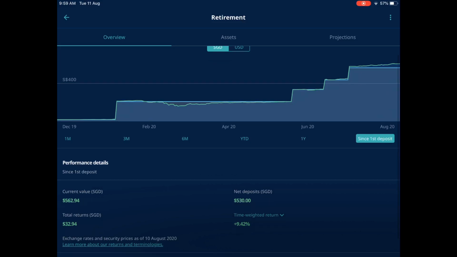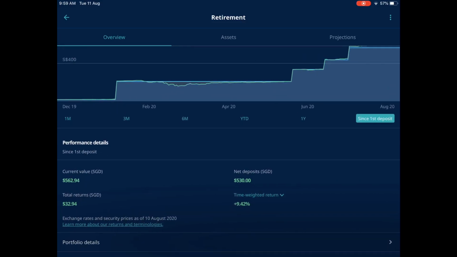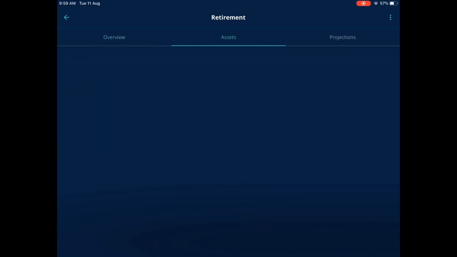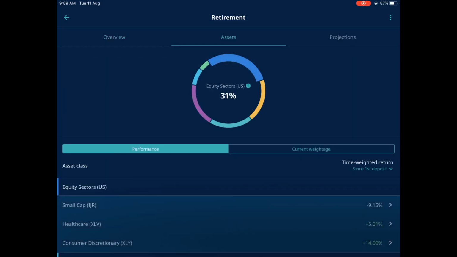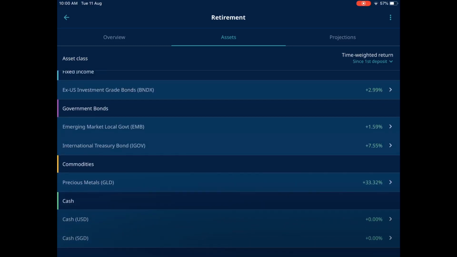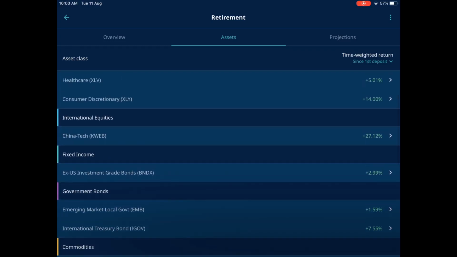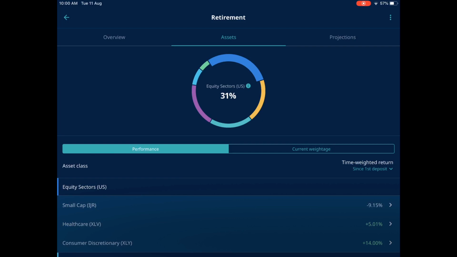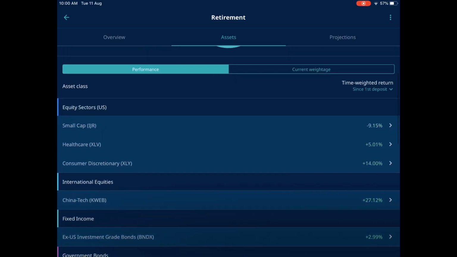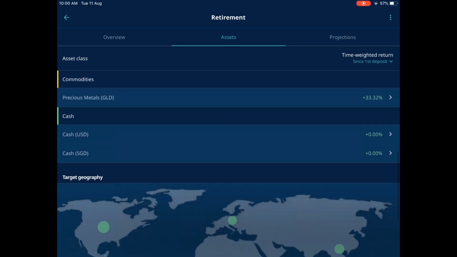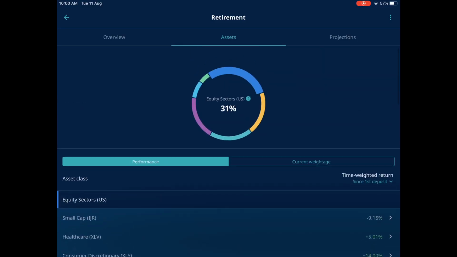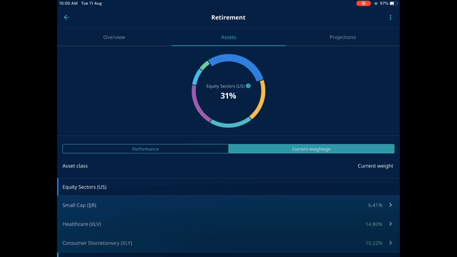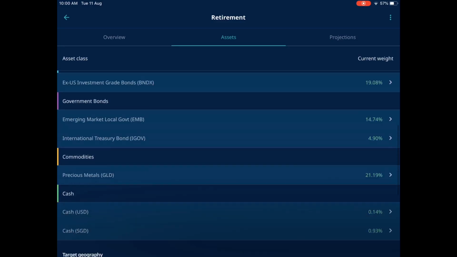It gives you a very good idea of how your performance is doing. For example, the current value, the net deposit, total returns, and the time weighted returns. Then we have the assets, which tell you what this portfolio has been invested in. For example, now it's zero cash, commodities, government bond, fixed income, equity, international equity. All these things you can take a look at. You see there's a note of how much you are gaining, and also what the losses are. Then you can see the current weightage as well.